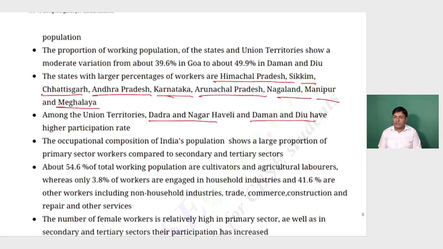Now, the occupational composition of the Indian population shows a large proportion of primary sector workers compared to the secondary and tertiary sectors. Primary sectors means mining and farming. Secondary means manufacturing, and tertiary means the service sector.